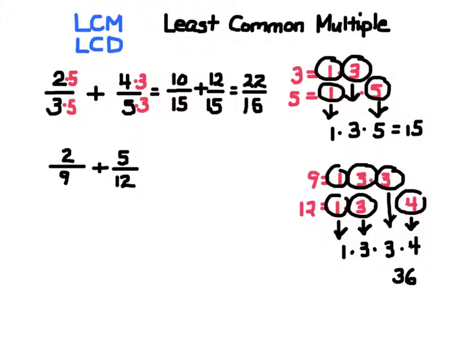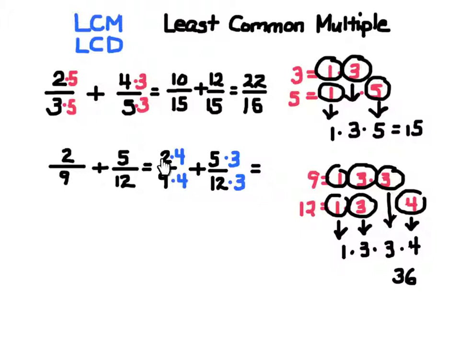So let's continue this. Our first fraction, which is 2 over 9, in order to have the denominator be a 36, we have to multiply the denominator by a 4, because 9 times 4 is 36. But if we multiply the denominator by 4, we must also multiply the numerator by 4, because 4 over 4 is 1. Now we take the 5 over 12. And what must we multiply 12 by to get a 36? That's 3. 12 times 3 is 36. But we must also multiply the numerator by 3 because now 3 over 3 is 1, and we don't want to change the value of that fraction.